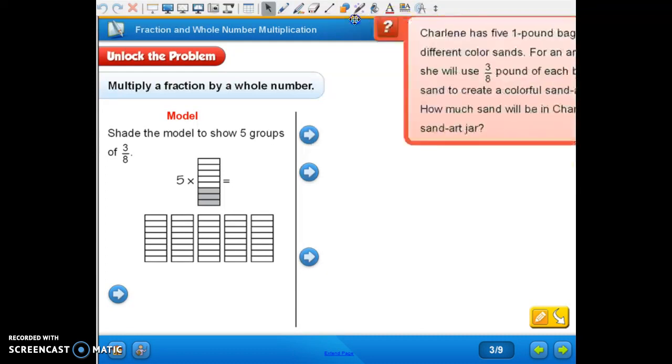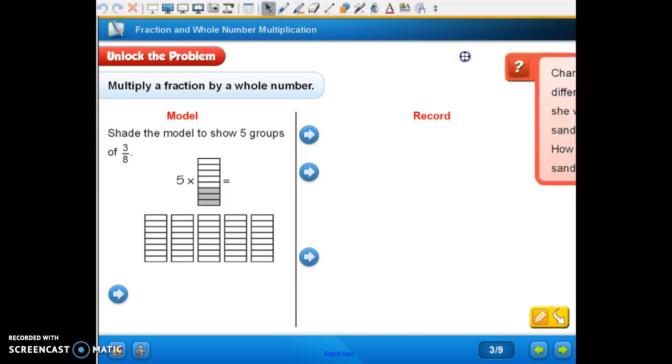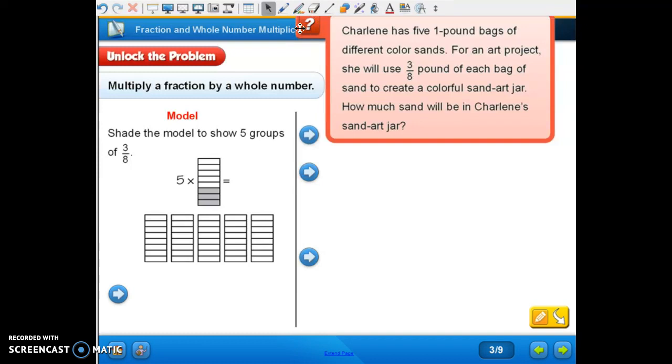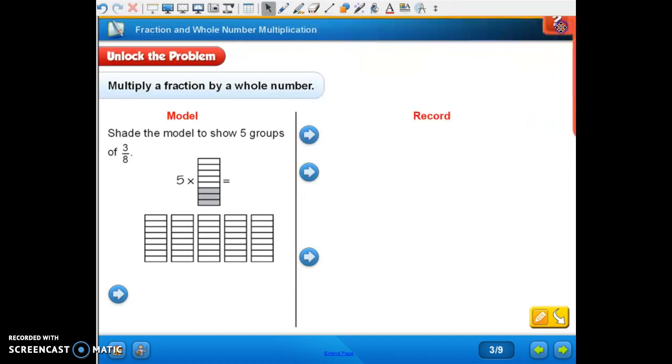So our problem today is Charlene has 5 1-pound bags of different color sand. For an art project, she will use 3/8 pounds of each bag of sand to create a colorful sand art jar. How much sand will be in Charlene's sand art jar? Multiply the fractions by a whole number. Shade the model to show 5 groups of 3/8.